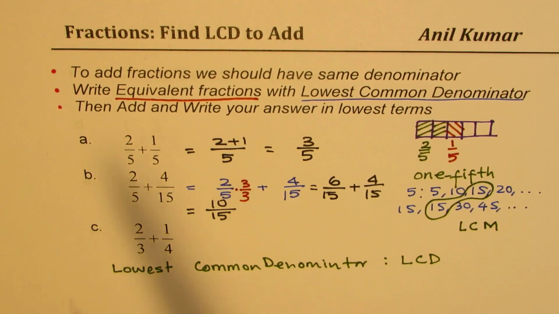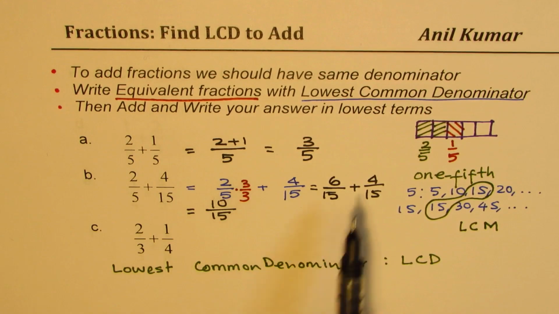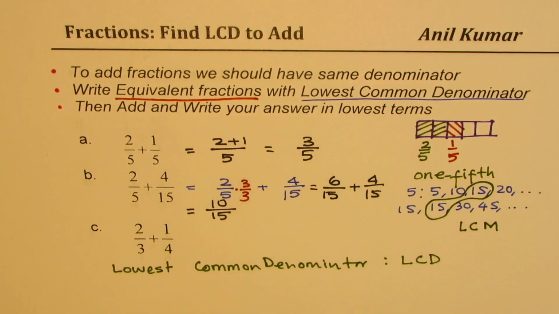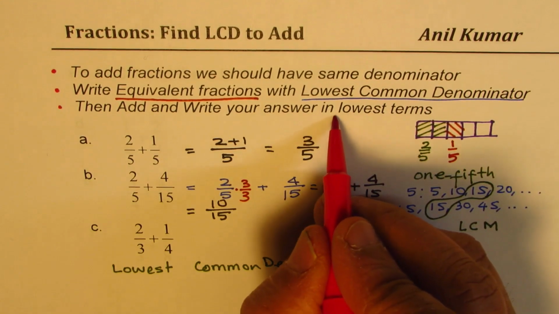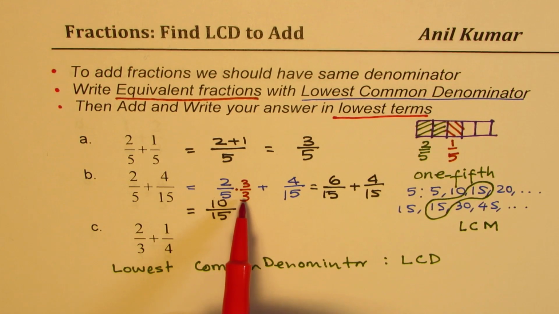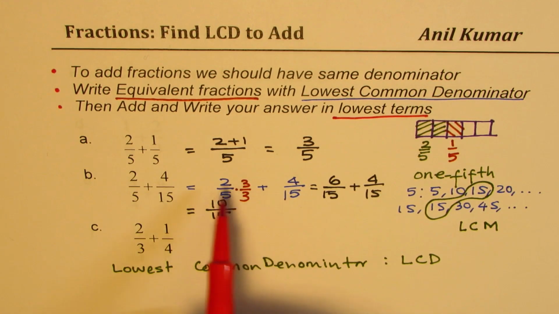Got it? Now the third point here is then add, which we did, and write your answer in lowest terms. Now what is lowest terms? Lowest terms means, see here, we multiplied by something to get an equivalent fraction, a higher term. Now we could divide.